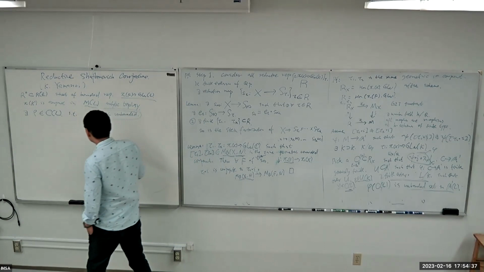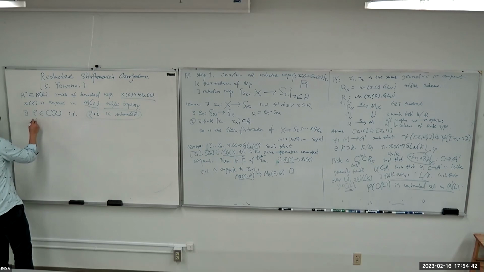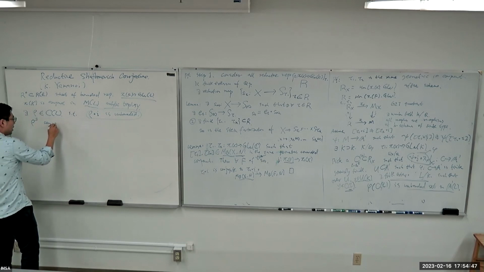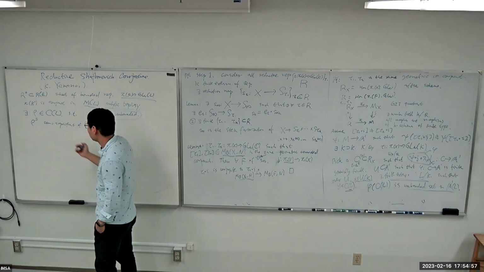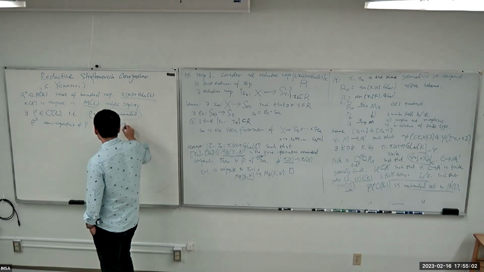But it's not the end of the story because this might not be reductive. But we can also prove that if we let ρ^ss be the semi-simplification of ρ (for every linear representation, you can always find a semi-simplification which is reductive), then this is also unbounded. We have to prove this. This is not obvious, but you can guess.